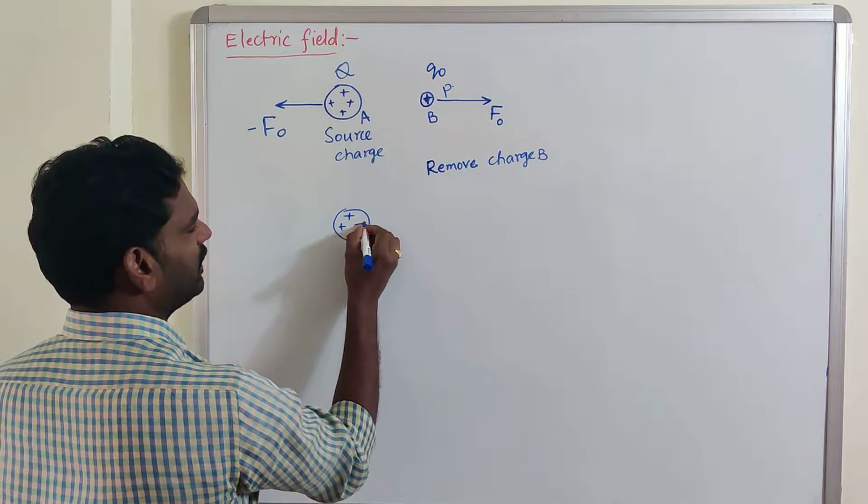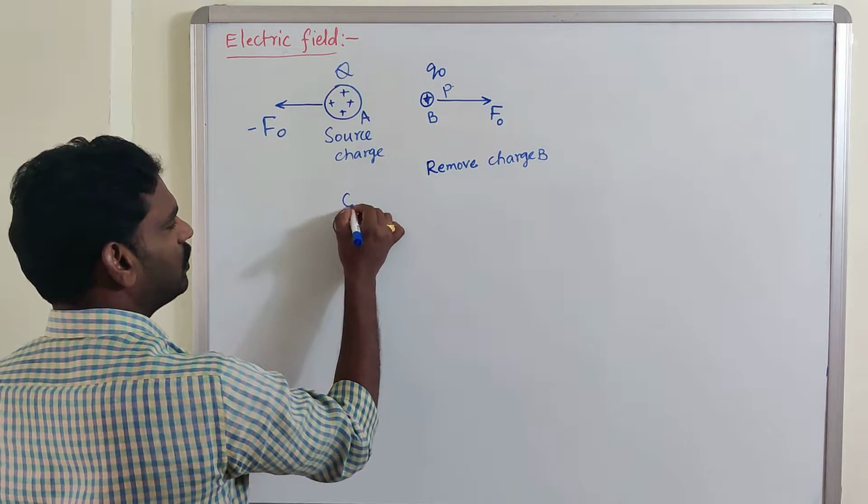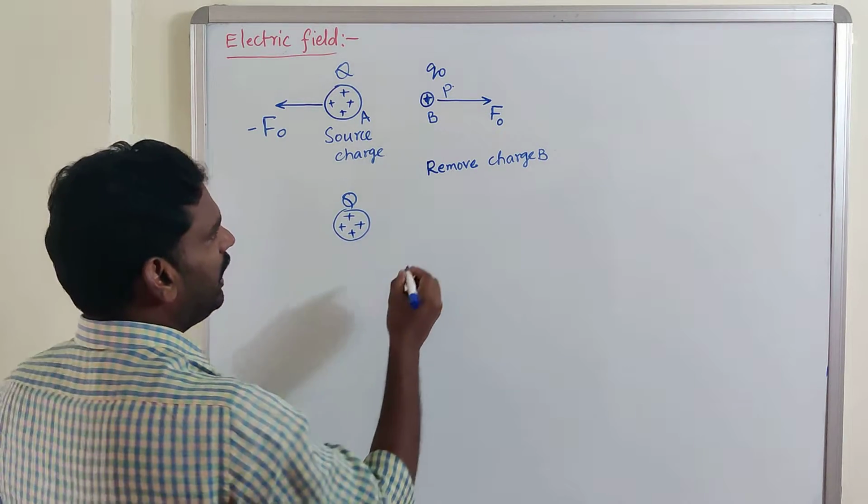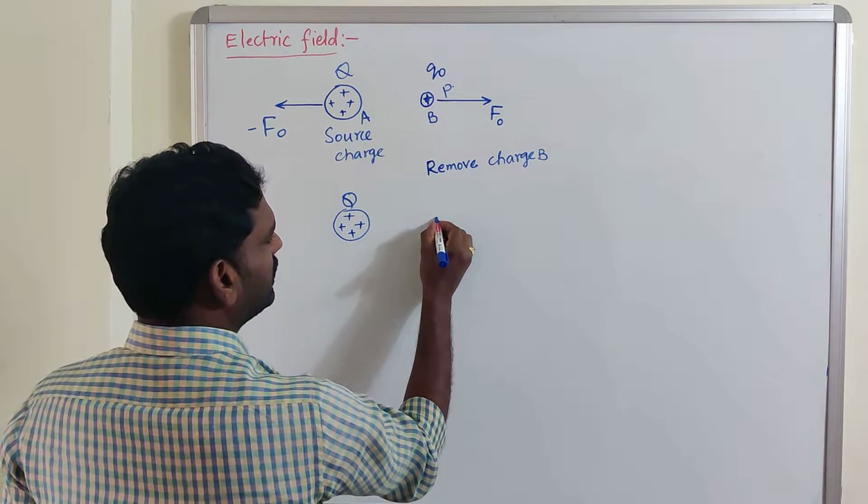I have something like this. This source charge, removing the charge at point P.